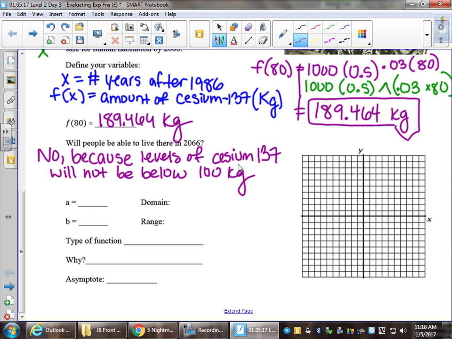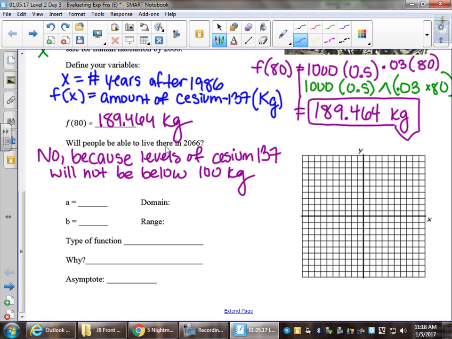How old will you be in 2066? Even in that far away, people still can't live there safely. It's crazy. That's the power of radioactive elements and why exponential functions matter so much. You can all guess how old I'll be in 2066 another day.